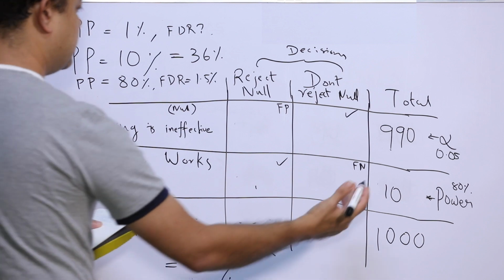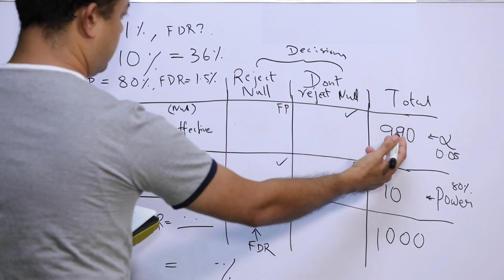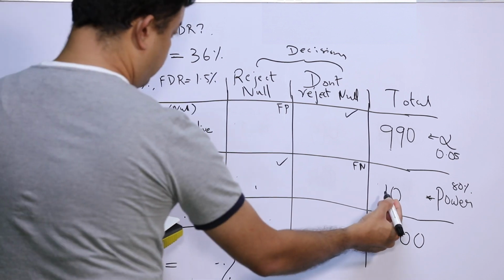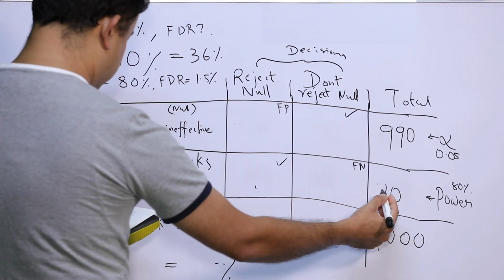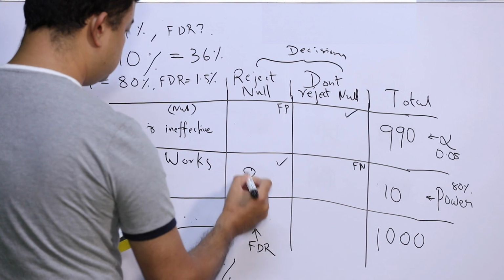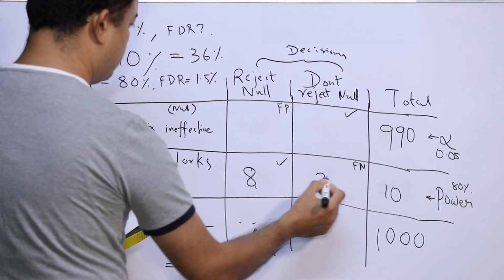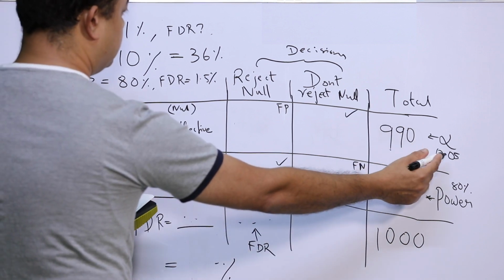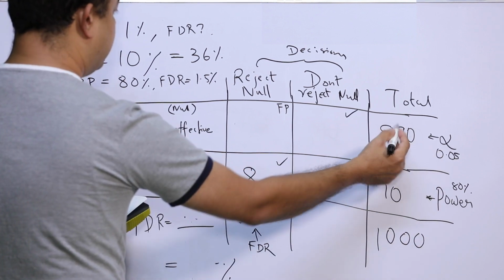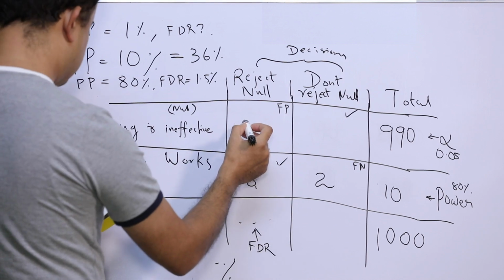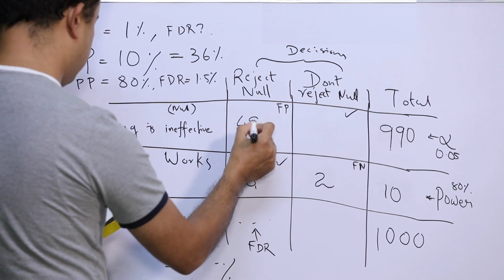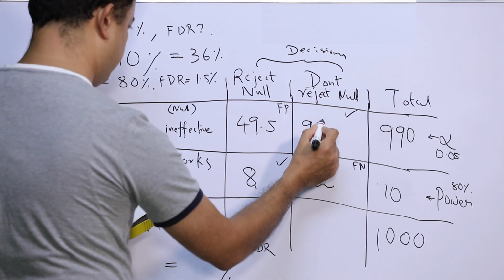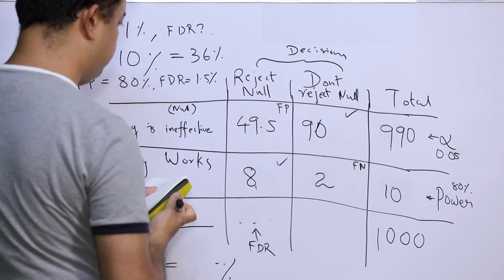So the drug doesn't work in most of the cases, and works only in very few cases here. Out of 10, 80 percent of 10 is 8, while the rest is 2. The false negative is only 2 in this case. Out of 990, as the significance level is 5 percent, we multiply to get the false positives. So the false positive is going to be 49.5, while the rest is 940.5.